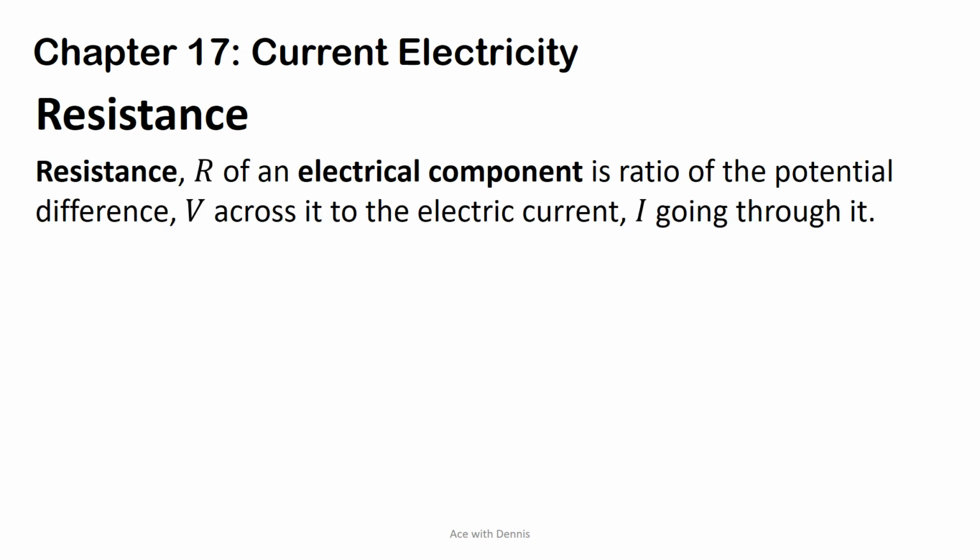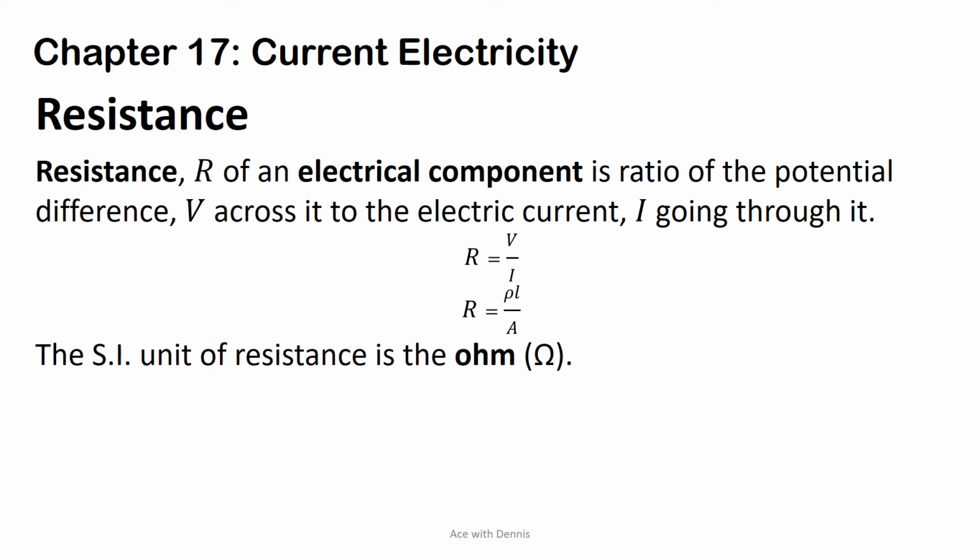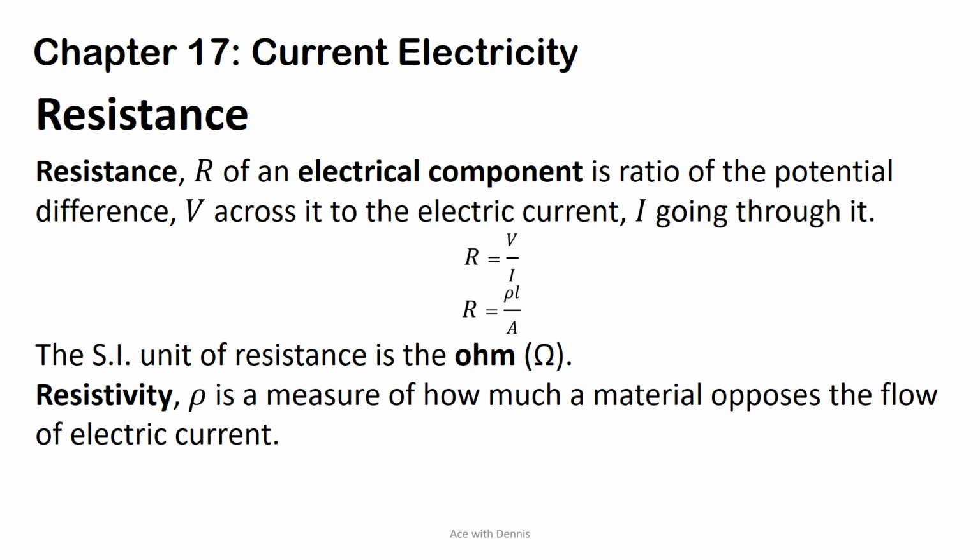Resistance. Resistance, R, of an electrical component is the ratio of the potential difference, V, across it to the electric current, I, going through it. Hence its formula is R equals V over I, or R equals rho L over A. The SI unit of resistance is the ohm, symbol omega. Resistivity, rho, is a measure of how much a material opposes the flow of electric current.